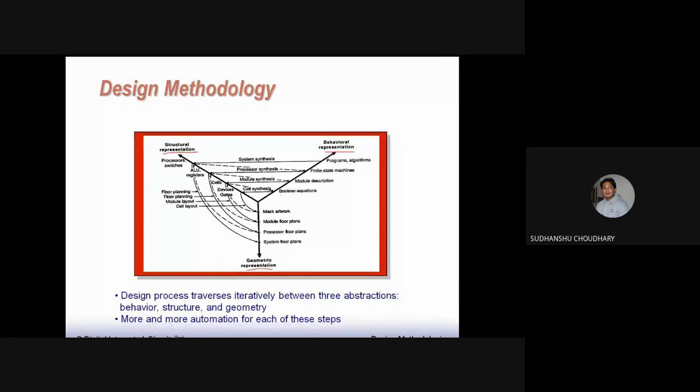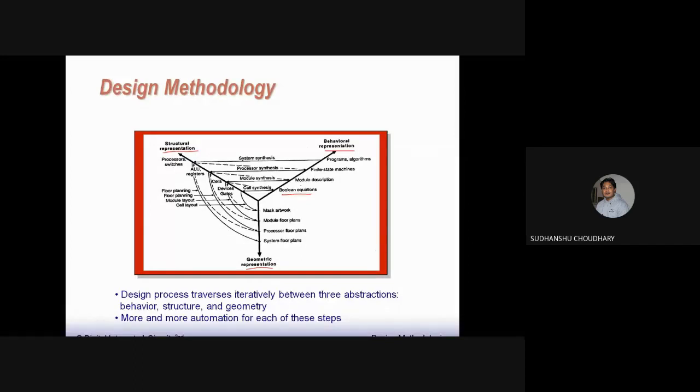For example, the lowest level of abstraction in the behavioral representation is Boolean equations. Then other abstraction levels are module description, FSM, then programs or algorithms. So these are the abstraction levels in the behavioral representation. Similarly, in the geometric representation, the lowest level could be mask. From mask, one can think of making a module floor plan, and from the floor plans, one can think of making processor floor plans, or maybe system floor plans. So this basically represents the layout part or physical design part, the geometric representation.